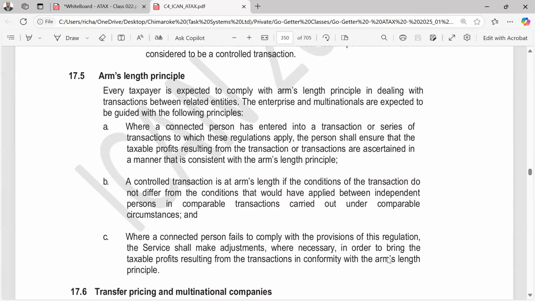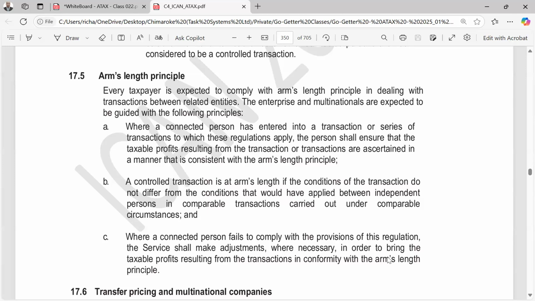So it means if you are dealing with your relative, your business partner, your spouse, any form of close relationship, you have to ensure that the profit you are going to make from them is still the same kind of profit that you make from somebody who is not related to you. A controlled transaction is at arm's length if the conditions of the transaction do not differ from the conditions that would have been applied between independent persons in comparable transactions carried out under comparable circumstances.